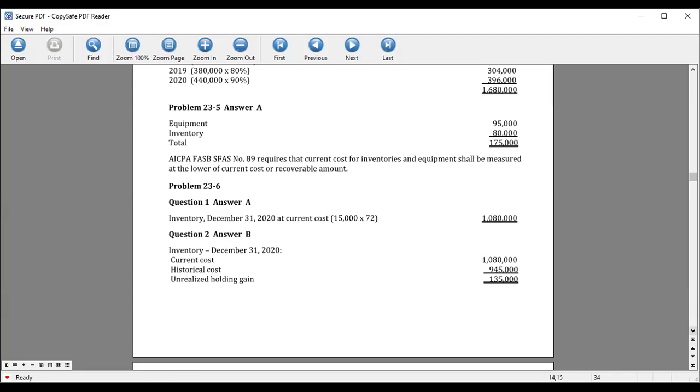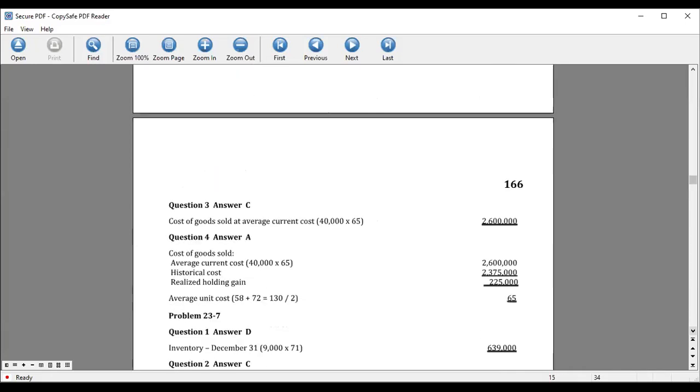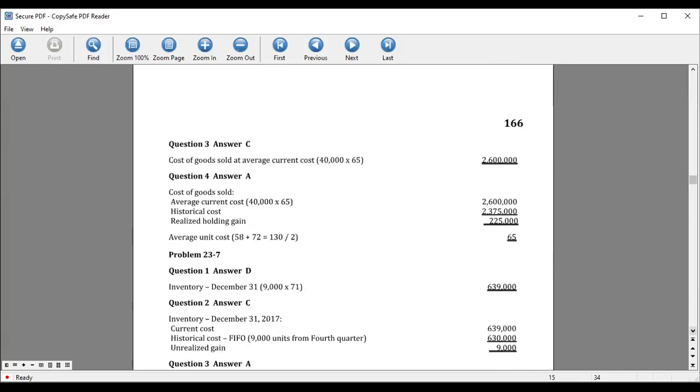The holding gain on inventory is unrealized because the inventory at year end is still unsold. So the inventory at current cost is 1,080,000. The given amount of historical cost is 945,000. The amount of 135,000 is still unrealized.